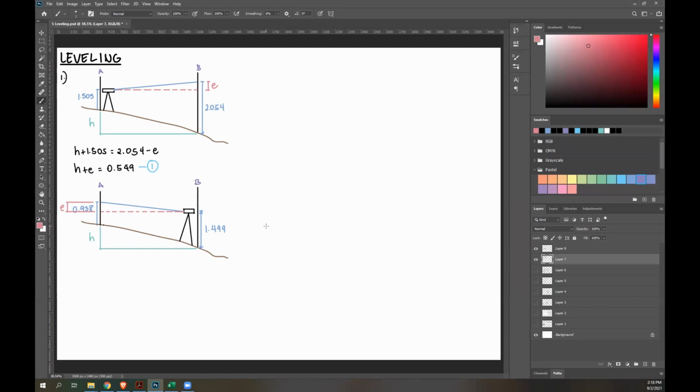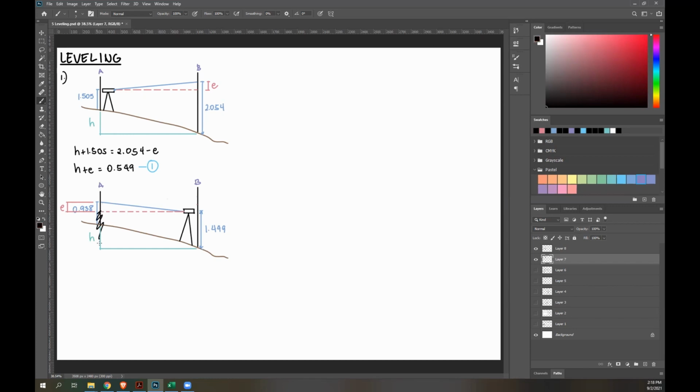So this is a different story if the instruments aren't near A and B. For this situation, this height of error is the same, because again, it's the same distance from instrument to A and B for both situations. Okay, so now let's create our equation.